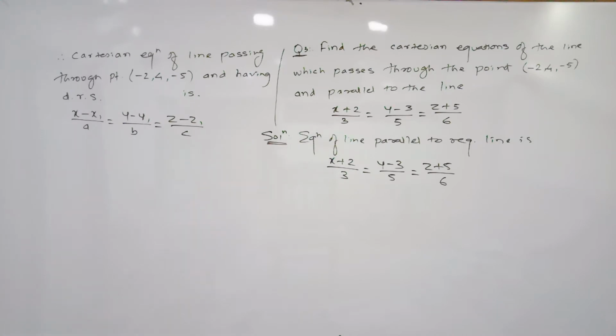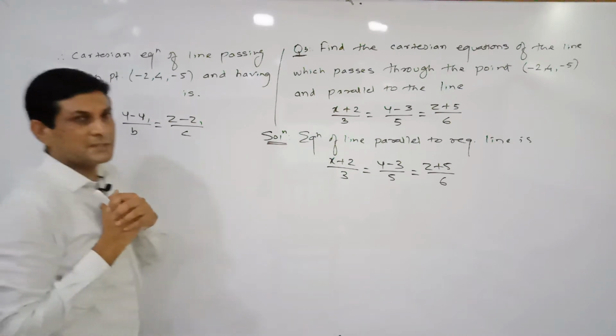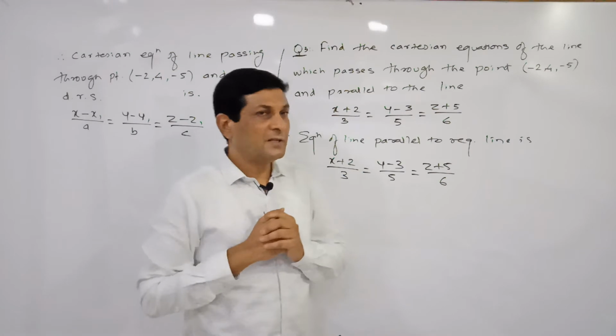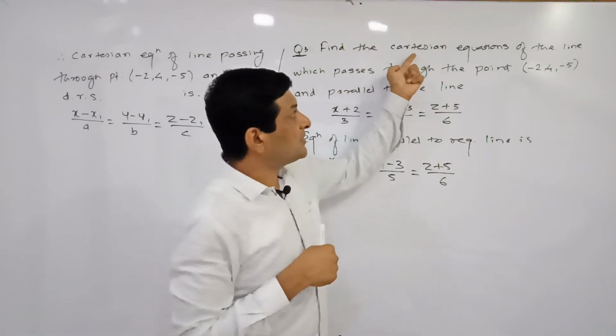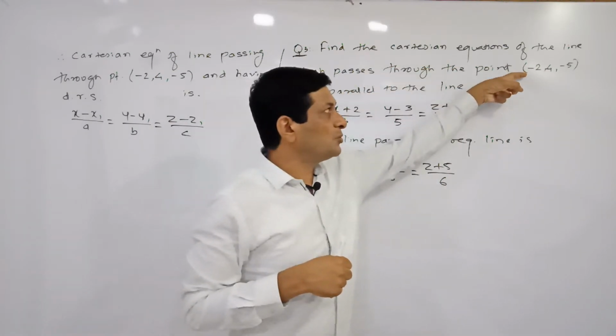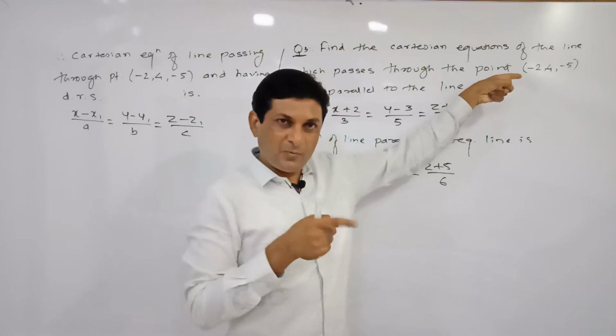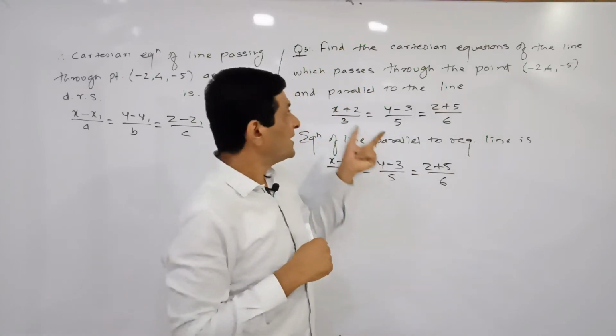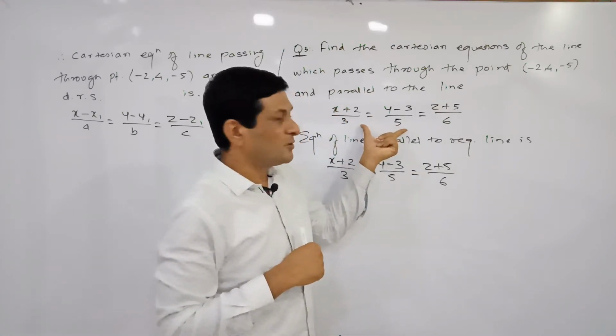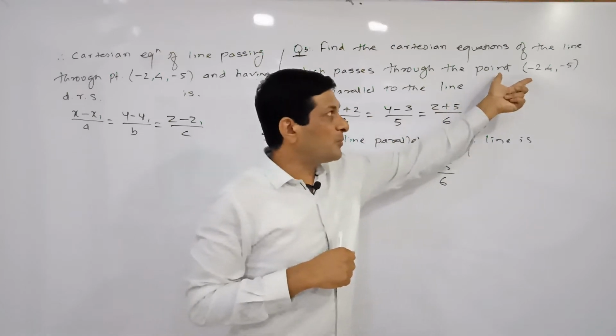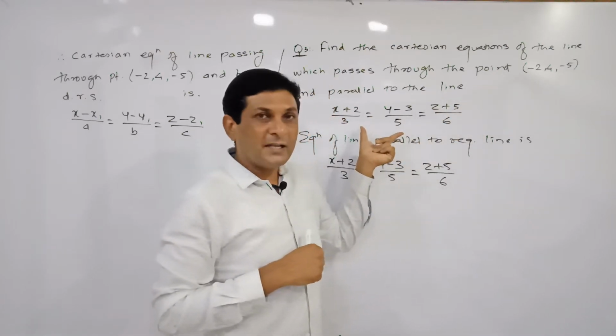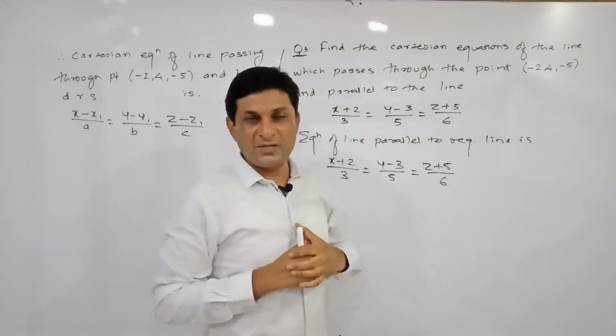See, in this third example, the question is to find the Cartesian equation of the line passing through this point, means the coordinates of one point on the line are given to us, and the required line is parallel to this line, means the coordinates of a point are given to us and a line parallel to the required line is given to us.